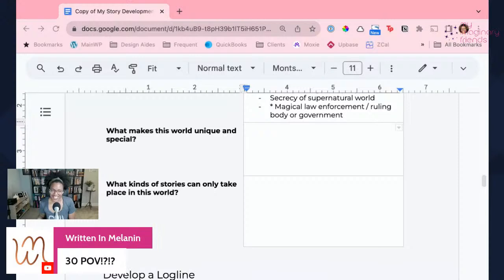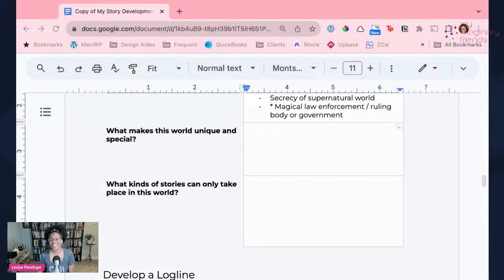I'm gonna first show these. 30 POV, that's distressing. Yes, it is. And don't quote me on that, but I feel like I read or heard that somewhere. I did not read A Song of Ice and Fire, but there were dozens of POV characters.